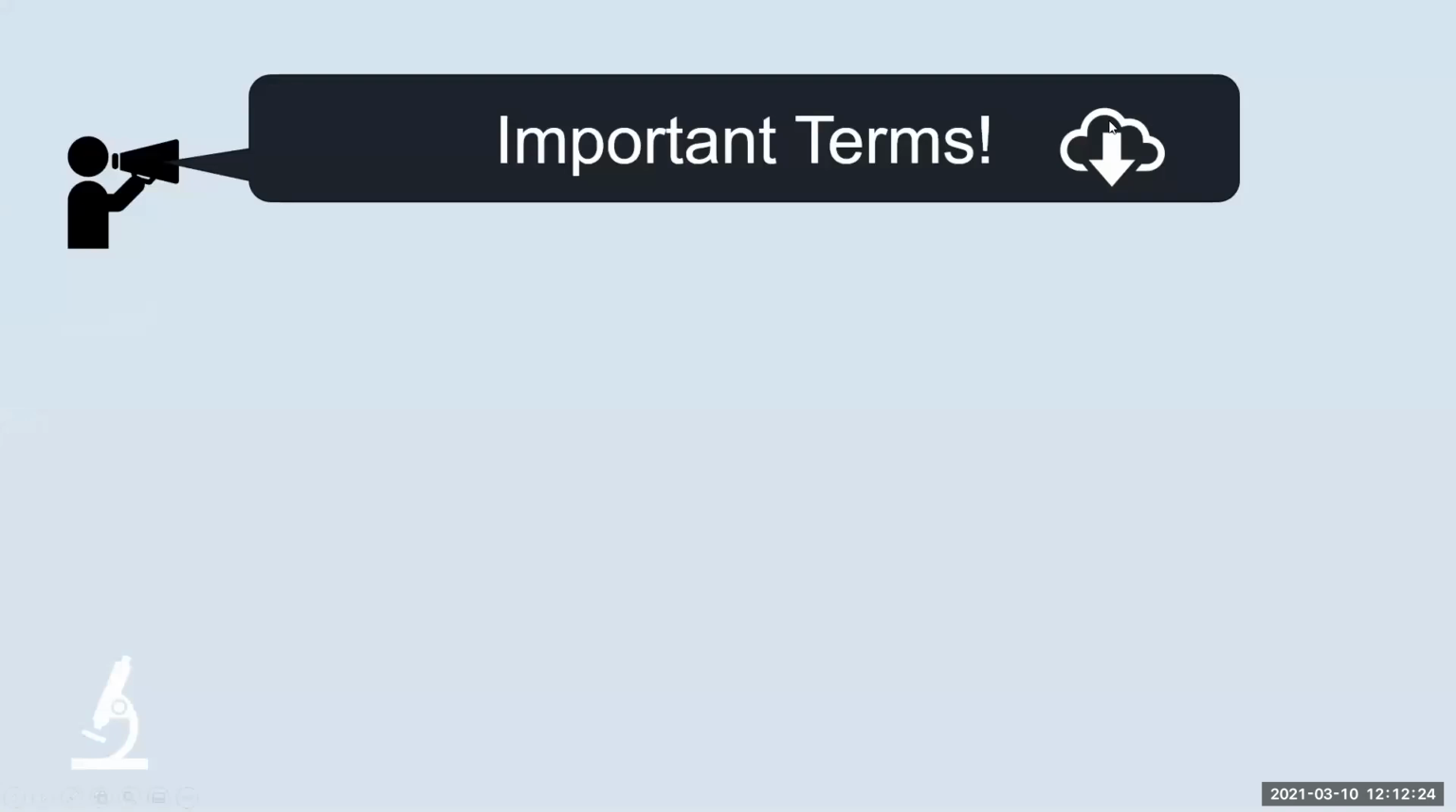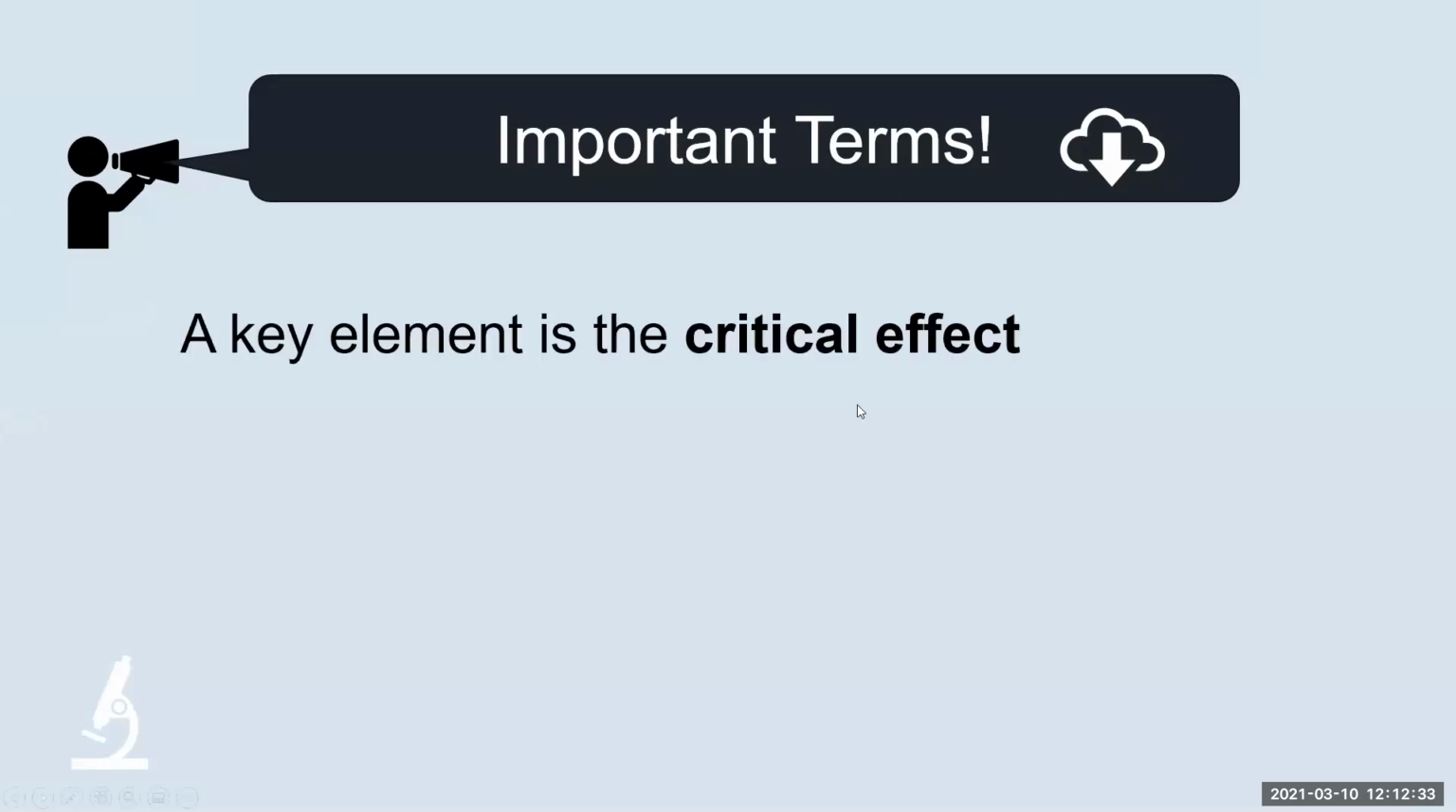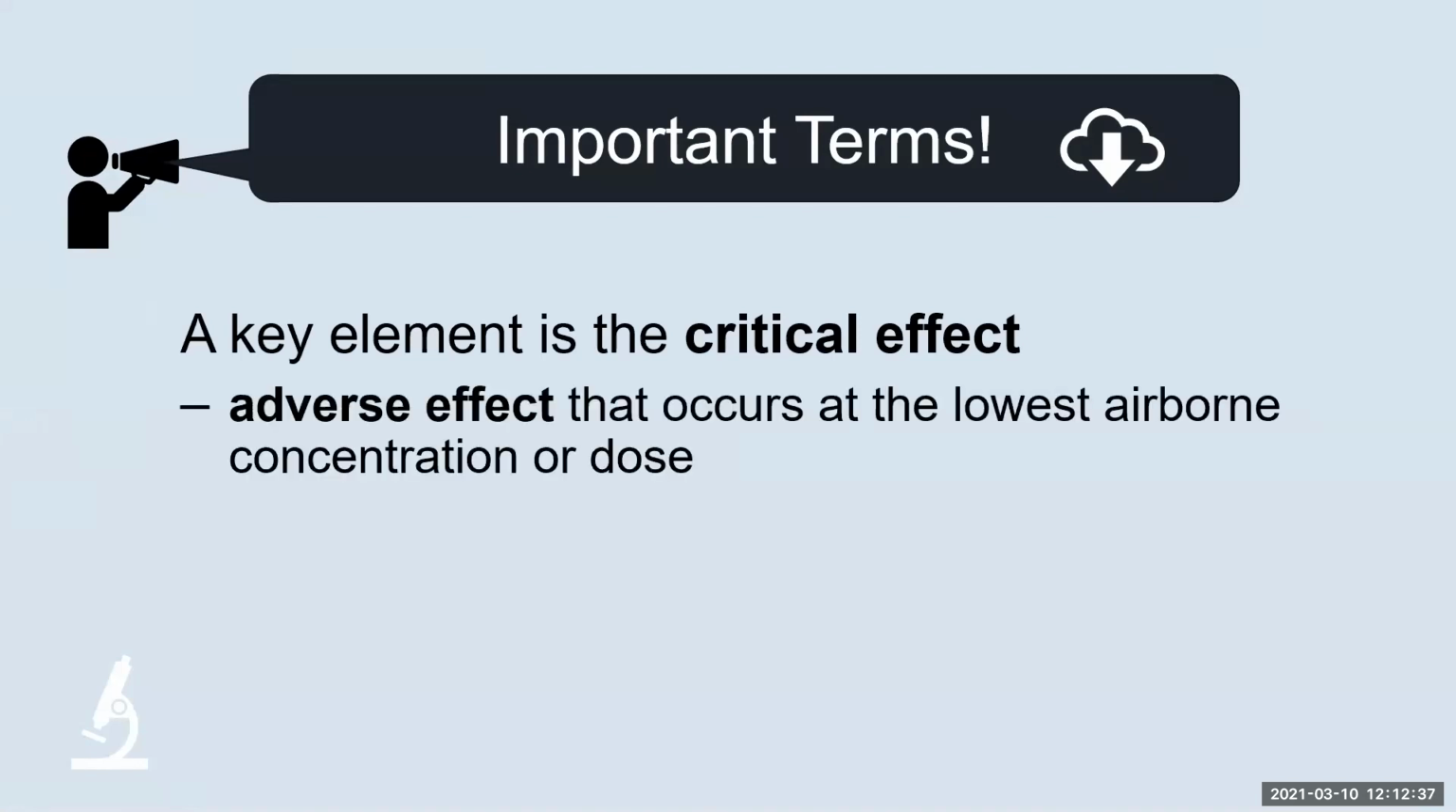Blue screen, important terms to consider again. When deriving or establishing a standard, a key element is the critical effect. So the critical effect is the most sensitive adverse effect that occurs at the lowest airborne concentration and/or dose. So an adverse effect generally means it causes harm. This can be to growth or development, to the lifespan, or physiology or tissues.